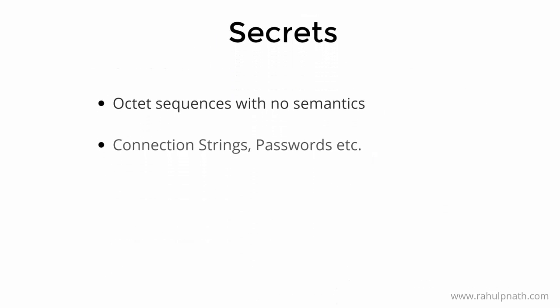Secrets in Azure Key Vault are octet sequences with no semantics. It accepts the data as is and stores it securely. Connection strings, passwords, storage account keys, and PFX files make good candidates as secrets.